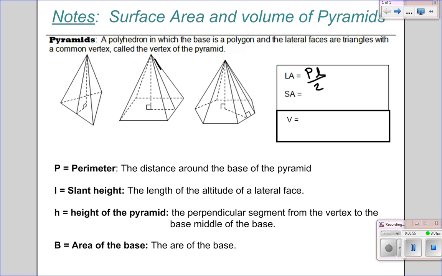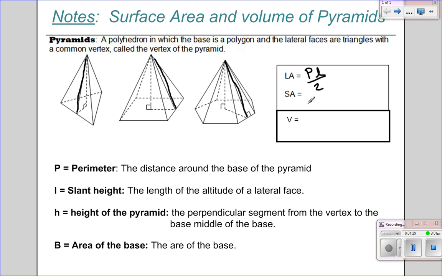So here's your slant height here. Here's your slant height here. Those would all be examples of L, the slant height. The height of the pyramid is the perpendicular segment from the vertex to the middle of the base. So it goes straight from the vertex down to the middle. It's on the inside. So you see that there's the height. There's a difference between the slant height, which goes down the outside, and the height, which goes down the middle. And then finally, big B will be the area of the base, which you've seen before.